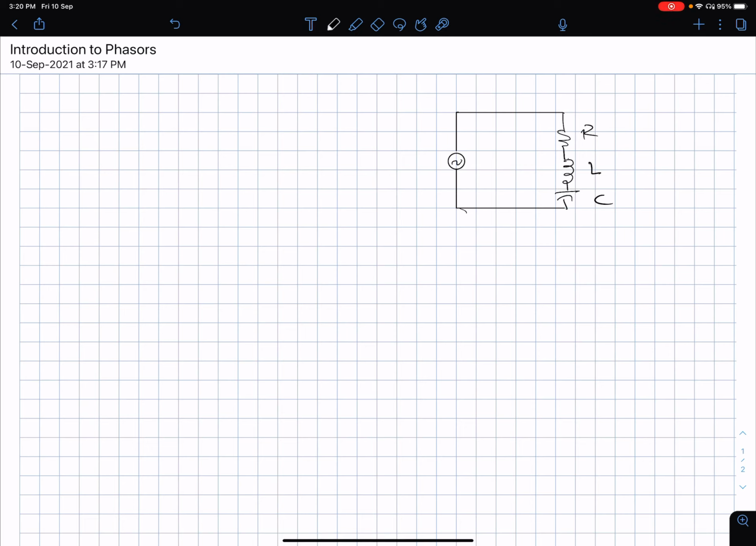We could think of a sinusoidal source described by Vm sine of omega t plus phi, where omega is 2 pi f, f is the frequency, 50 hertz in our country, India, 60 hertz in North America, 50 hertz also in Europe. So if you look at the waveform, it's a sinusoidal voltage waveform like this.